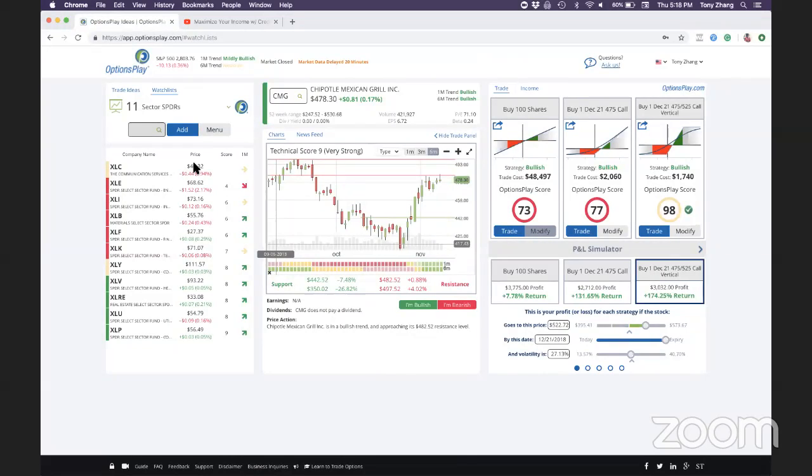In your watch list, can you add your shares? No, you can only add a symbol in the watch list.